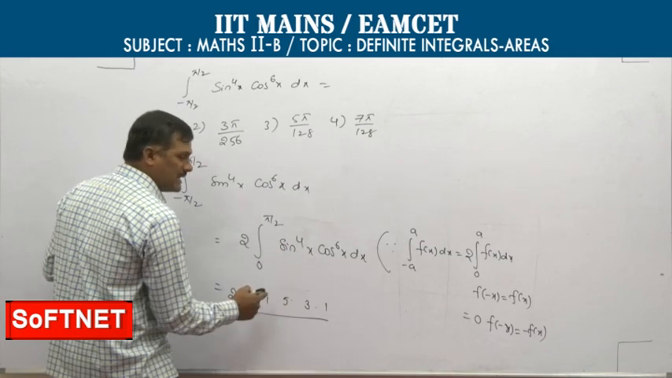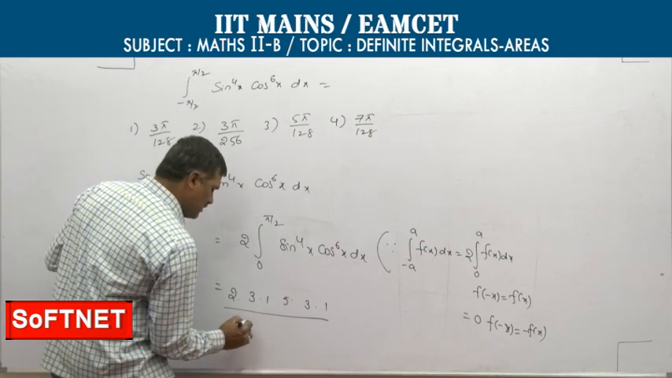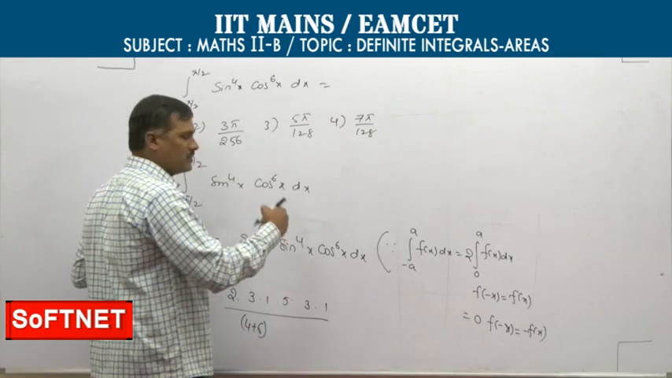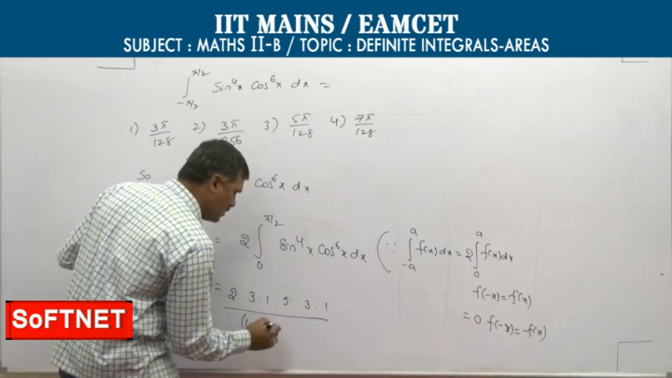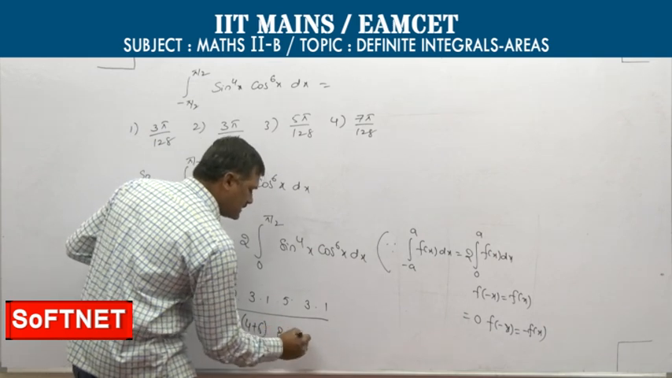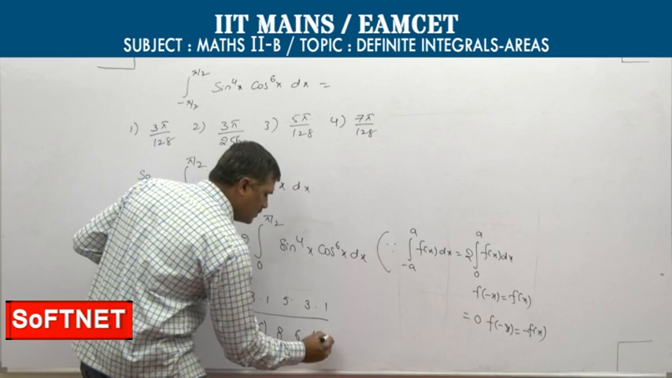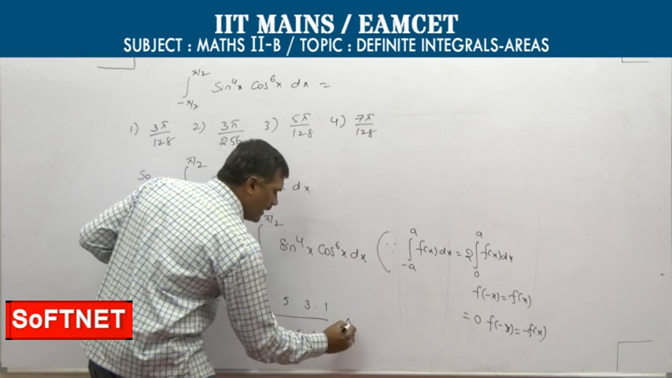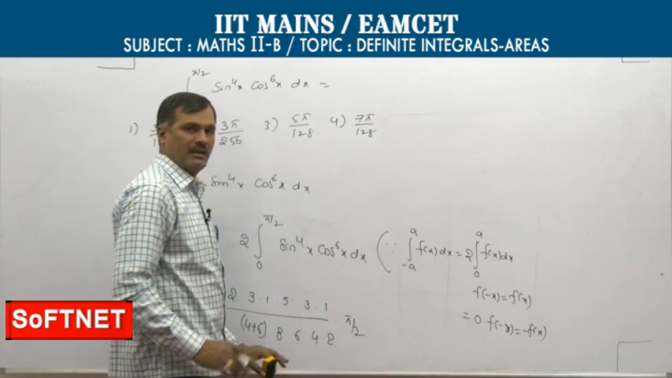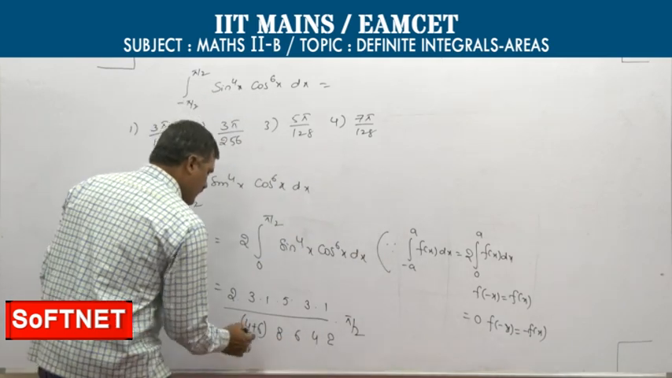denominator: begin with m plus n, 4 plus 6 is 10, into m plus n reduced by 2 terms: m plus n minus 2 is 8, next 8 minus 2 is 6, 6 minus 2 is 4, 4 minus 2 is 2, into pi by 2. Because we multiply with pi by 2 when m and n are both even.